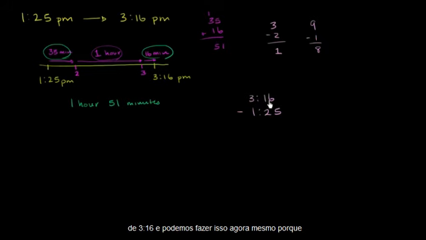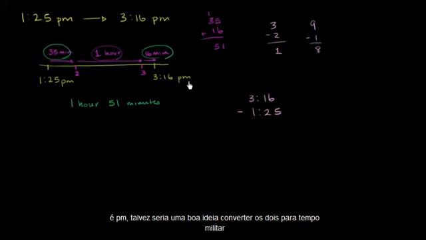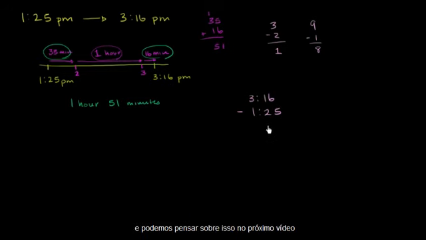And we can do this right now because we're talking about PM in either case. What we're going to see in a future video, or maybe later in this video, is if one of them is AM or one of them is PM, it's probably good to convert them both to military time. And we can think about that in the next video. But in just this situation, how do we subtract 1:25 from 3:16? So let's try it out.